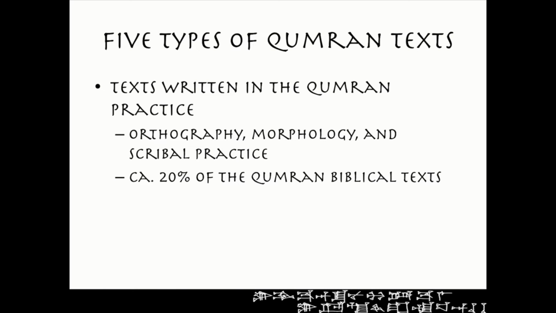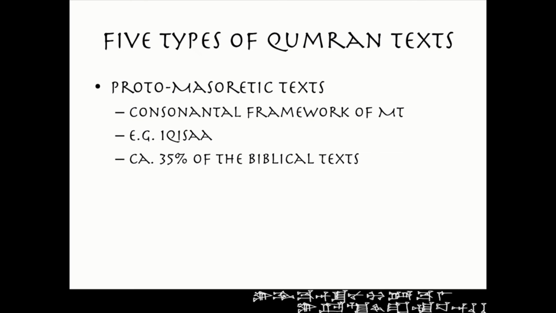Now, the 5 types of text that can be found at Qumran begin with the text written in the Qumran practice, and that is text that, based on their orthography, morphology, general scribal practice, were identified as having been written at Qumran. Those texts make up approximately 20% of the overall biblical texts that are there. Secondly, you have the Proto-Masoretic texts, so the consonantal framework of the MT, for example, 1Q Isaiah A. These make up approximately 35% of the biblical texts at the site.